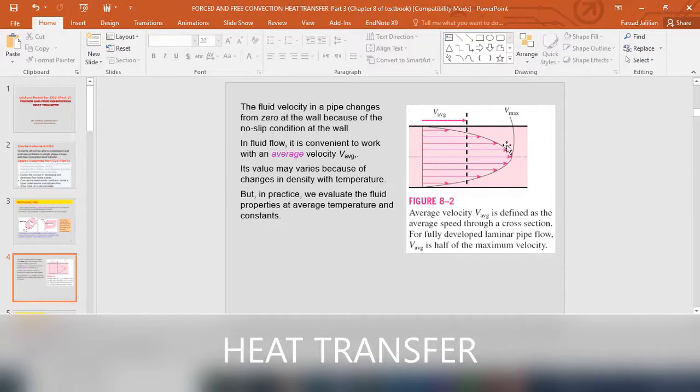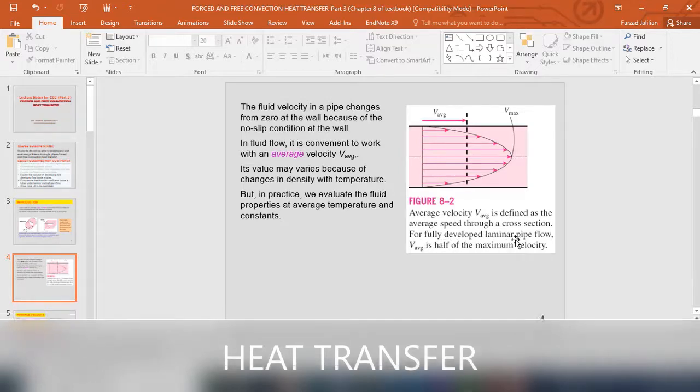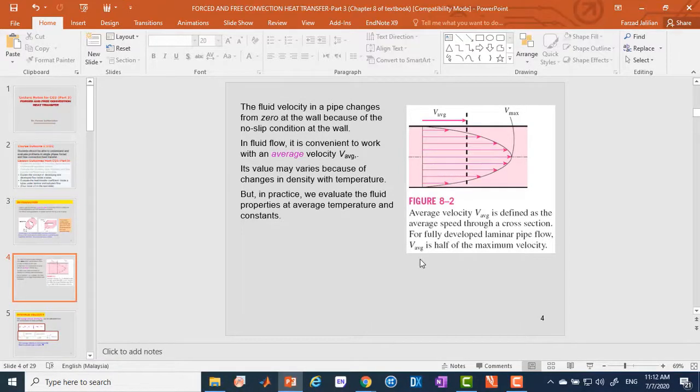This V average is usually defined by the Vmax, and it is usually half of the Vmax, which is for fully developed laminar pipe flow. We will see what fully developed laminar pipe flow is. So V average for a fully developed laminar pipe flow is half of the Vmax. And also we will see we have a similar thing to calculate the average temperature for the flow or fluid inside the pipe.